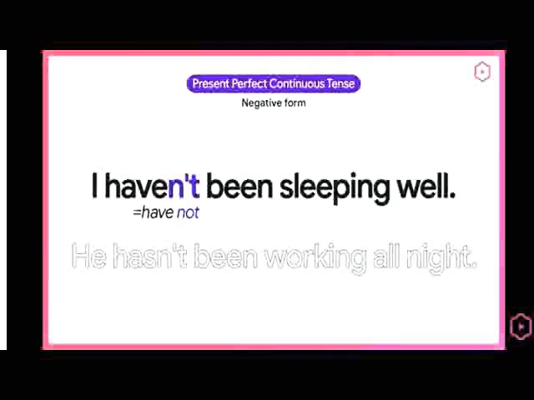So another example of present perfect continuous tense, and how we will make its negative. We will simply use not with have while making its negative. I haven't been sleeping well. He hasn't been working all night.